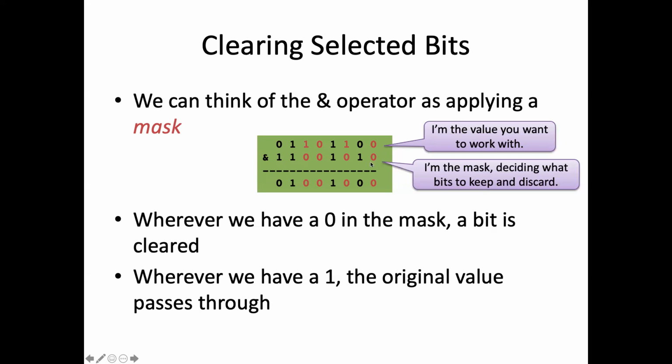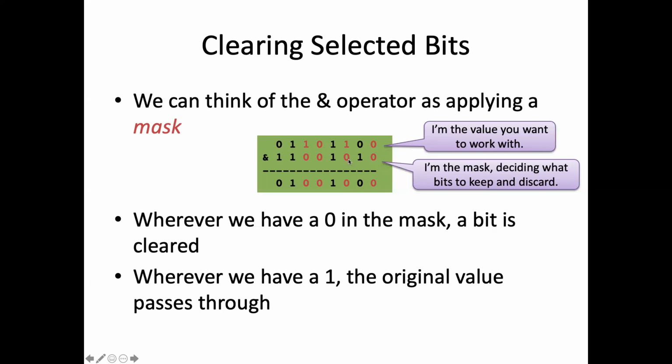If you make a mask, if you build a value that has 1s for all the bits you want to leave unchanged and has 0s for all the bits you want to clear, and you AND it with the number you started with, it'll do exactly that. This 0 is here because there was a 0 in the mask. This 0 is here because there was a 0. At least that's one explanation for it.